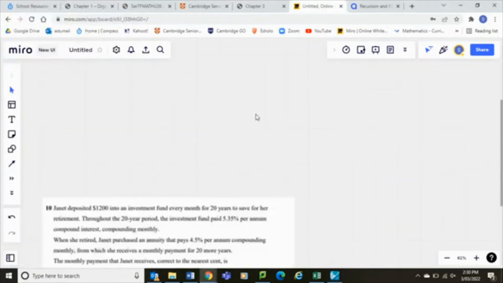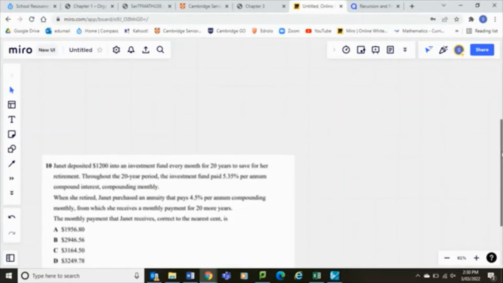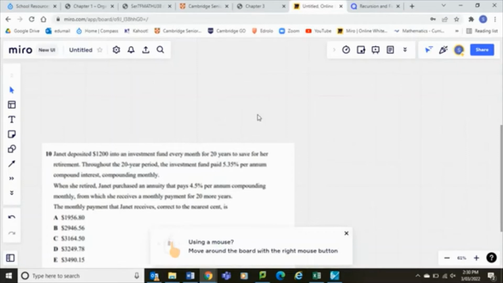So now if we scroll down and have a look at number 10: Jane deposits $1,200 into an investment fund every month for 20 years to save for her retirement. Throughout the 20-year period, the investment pays 3.5% per annum, compounding monthly. When she retired, Jane purchased an annuity that pays 4.5% per annum compounding monthly, from which she receives monthly payments for 20 more years. So we need to figure out the monthly payment she receives, correct to the nearest cent.